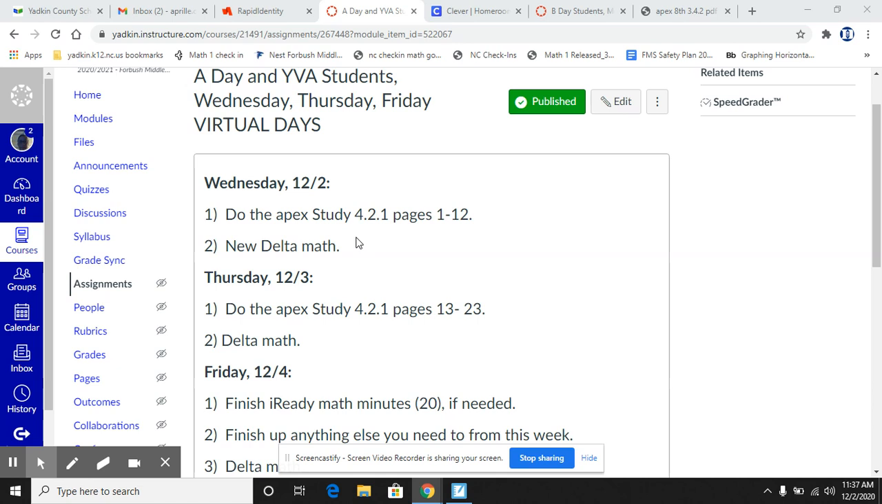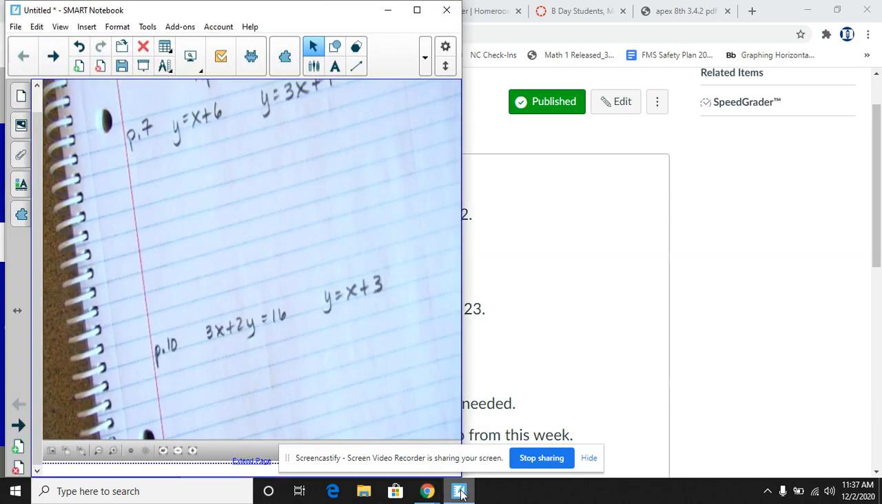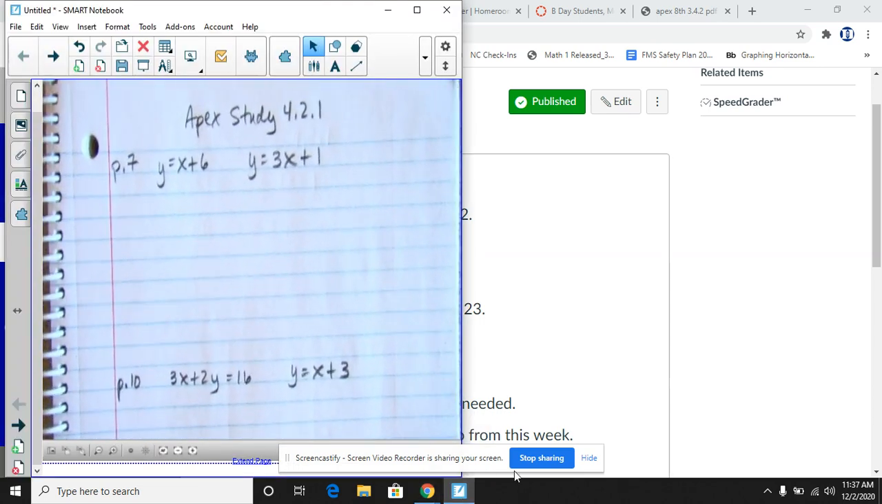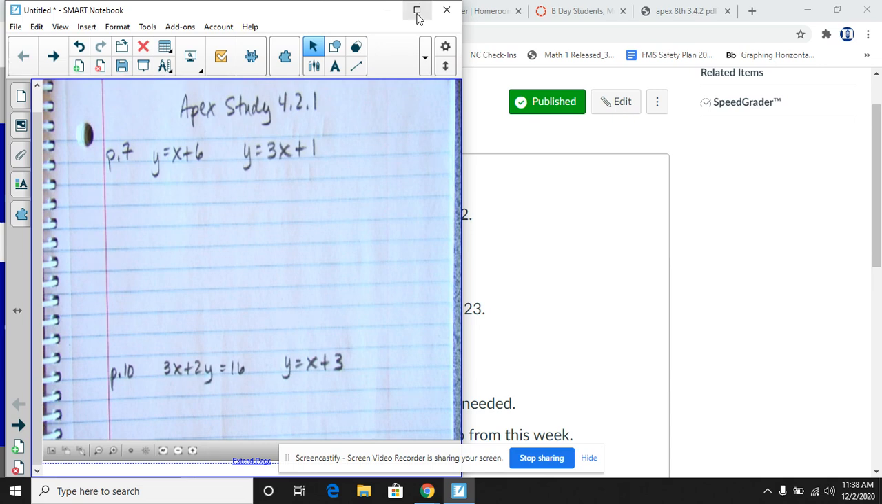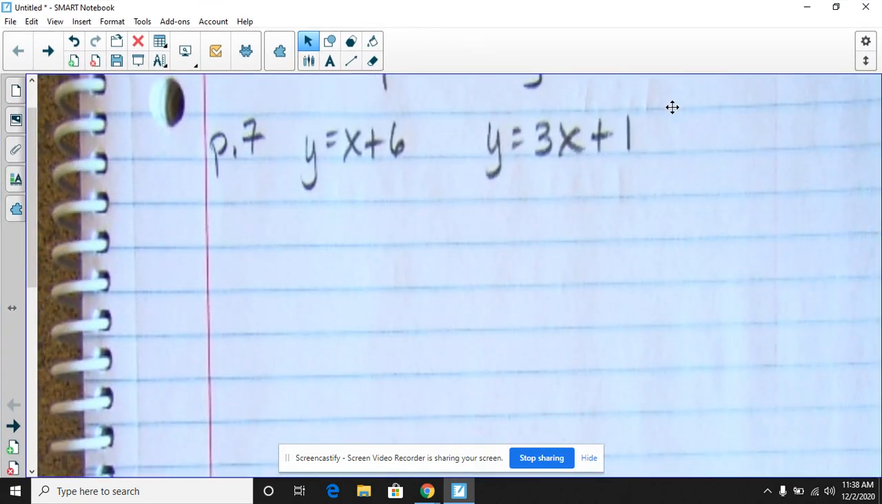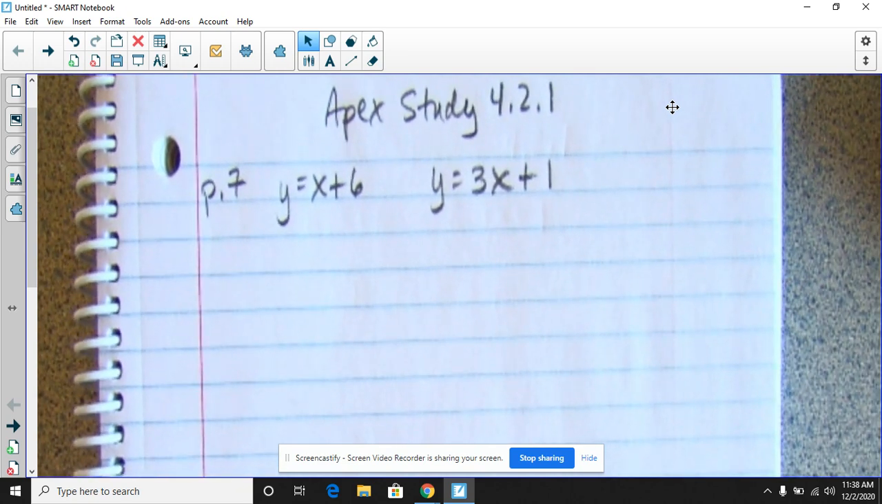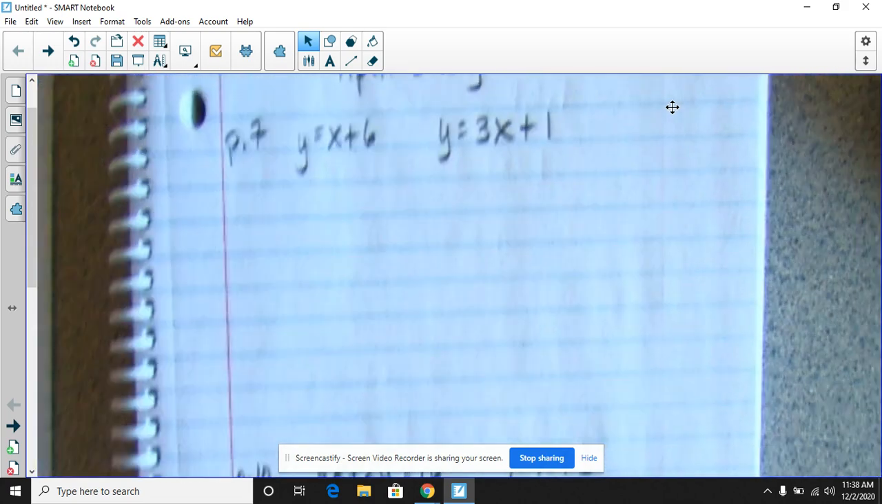You are going to be looking at the APEX study 421. As I was looking through that, I picked out 3 examples that I want to try to talk you through that maybe, when you are looking in APEX, might be a little confusing. So hopefully this will clear it up since you're not here. If not, we'll answer questions when you do get back on Monday.